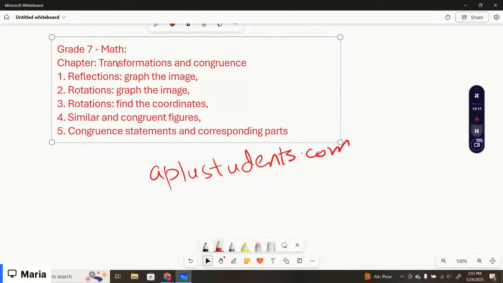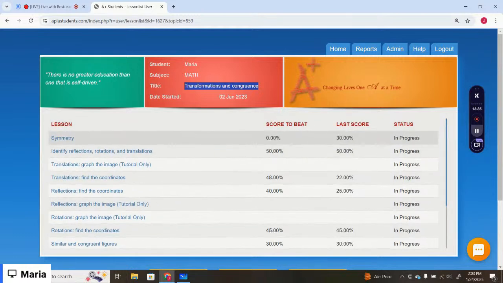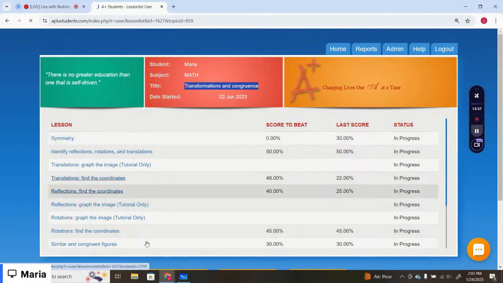Please make sure you have your notebook and pencil so that you can note down the important examples and definitions as well. Here I'm on grade 7 math. Let's just start with the lesson that is reflection, find the coordinate.